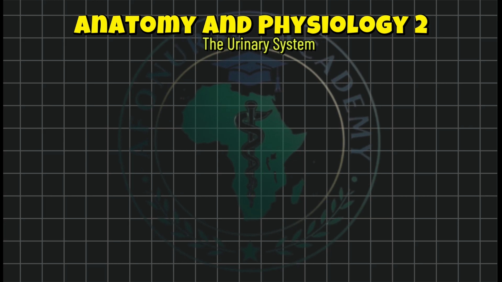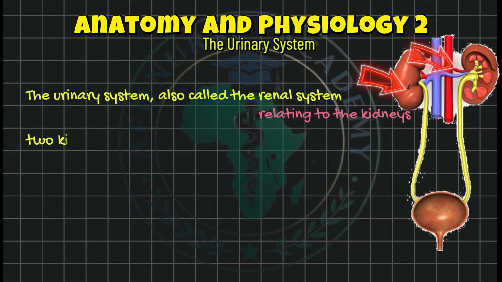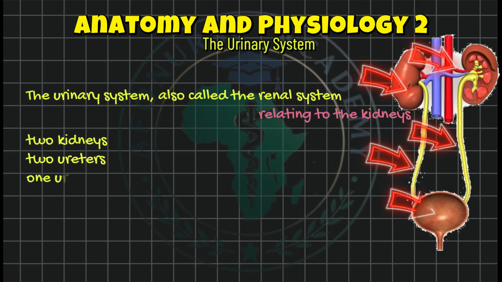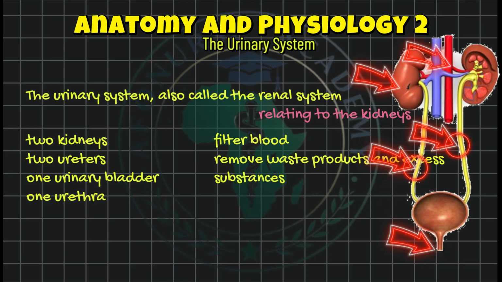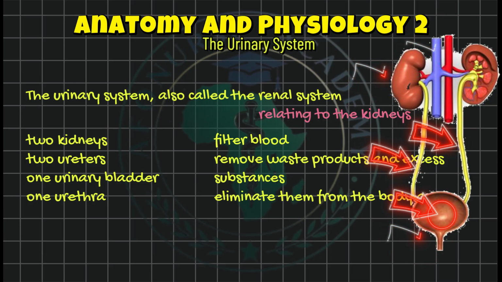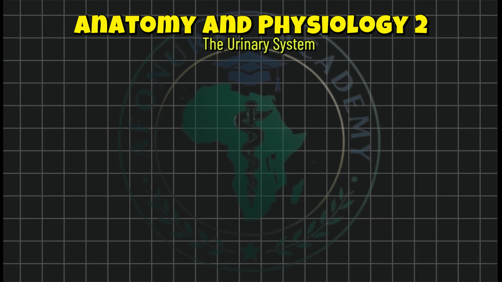Let's start with the big picture. The urinary system, also called the renal system, that's because renal means relating to the kidneys, consists of 4 main organs. You have 2 kidneys, 2 ureters, 1 urinary bladder, and 1 urethra. Now, the primary job of this entire system is to filter blood, remove waste products and excess substances, and eliminate them from the body as urine. But as we'll see, these organs do so much more than just waste removal.